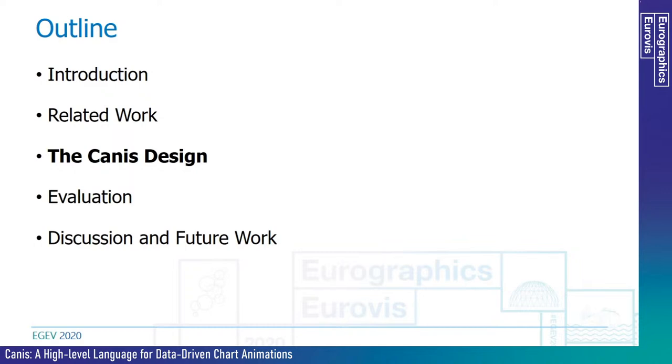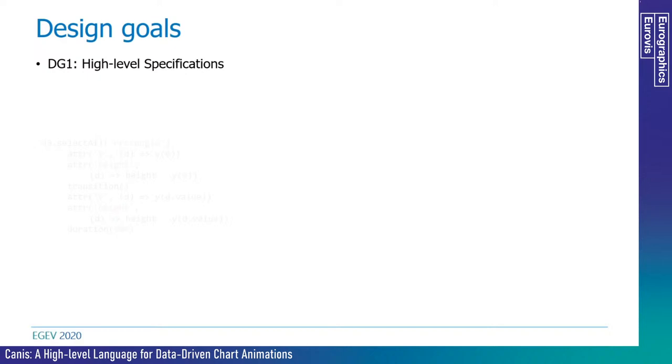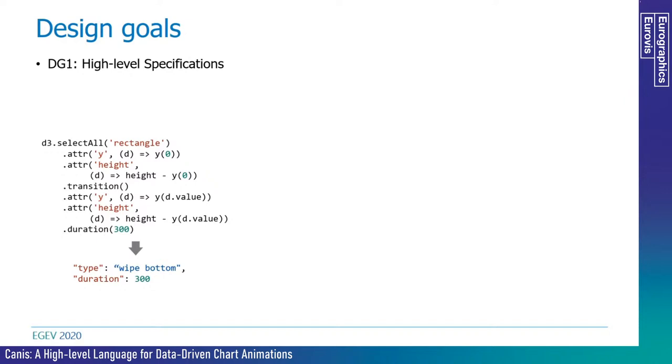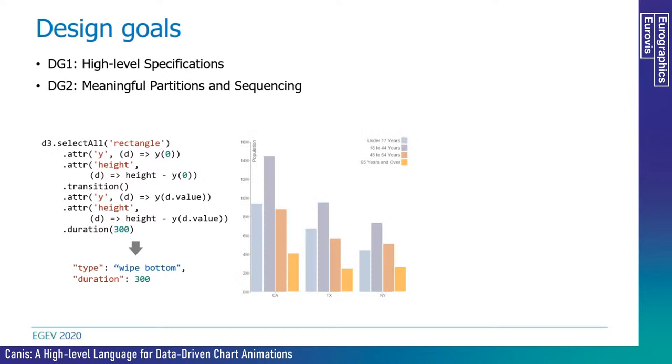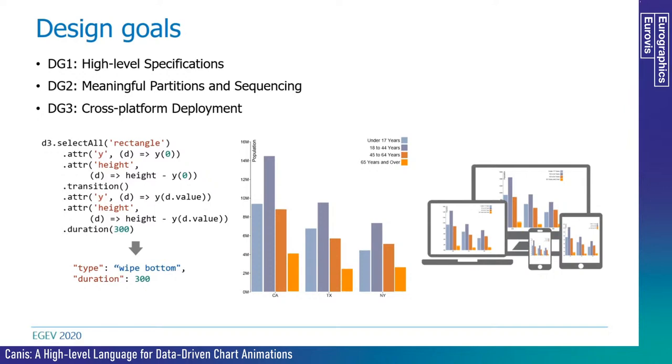Now I'll introduce the design of Canis. Canis has the following three design goals. The first one is high-level specifications. Instead of manipulating the interpolation of visual marks over time, Canis decouples specification from implementation and enables concise high-level specifications for chart animations. The second design goal is meaningful partitions and sequencing. Inspired by the partition operator of Data Illustrator, Canis partitions marks into units in terms of data attributes, then maps each unit to one time interval to facilitate meaningful animation sequencing in order to convey data patterns. And the third one is to support cross-platform deployment.